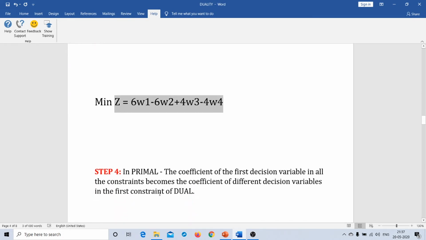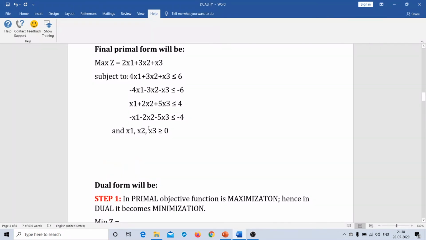Step 4 in primal. Go back to your primal and find out this. The coefficient of the first decision variable in all the constraints becomes the coefficient of different decision variables in the first constraint of dual, right? At first stretch it is slightly difficult to understand, right? Let us go back again. The coefficient of the first decision variable, okay? So let me go back to the primal and tell you that, see here, the coefficient of the first decision variable in all the constraints, right?